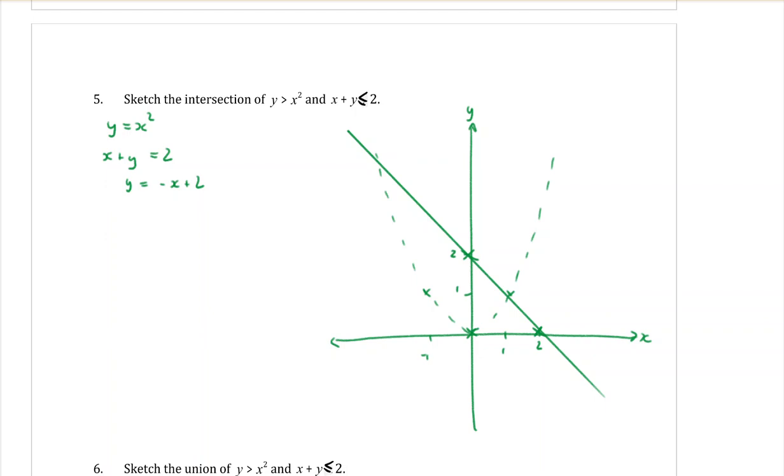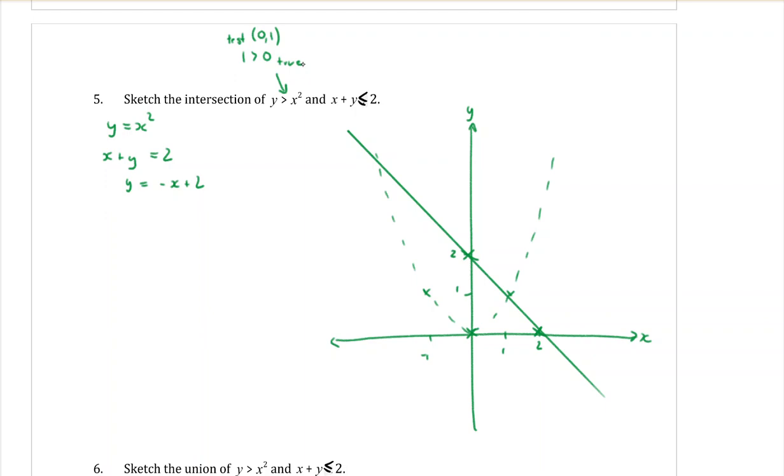If I test for this first one, I need a safe point to test. What do you think? 0, 1. 0, 1. Good idea. All right, so let's test 0, 1. If I put that into that inequality, I get 1 is greater than 0 squared, which is just 0. True or false? True. Good. All right, so I'm not going to put that on there yet. This is the correct side of the parabola to shade.